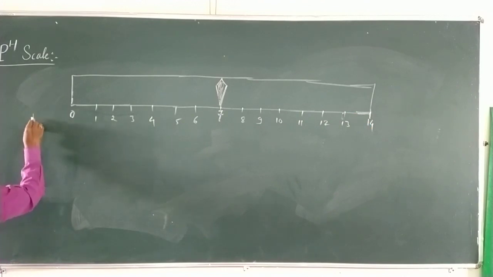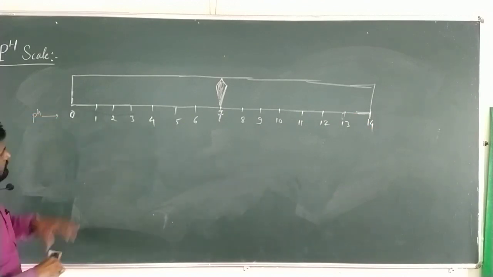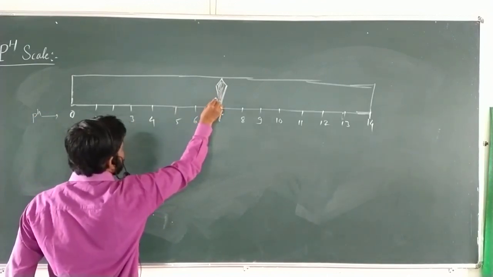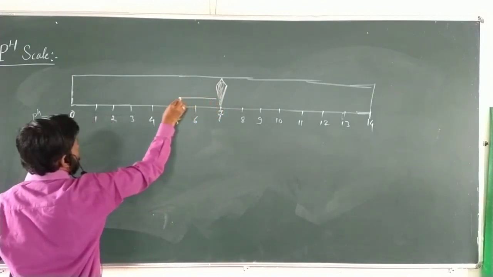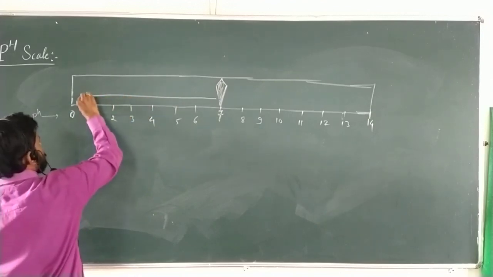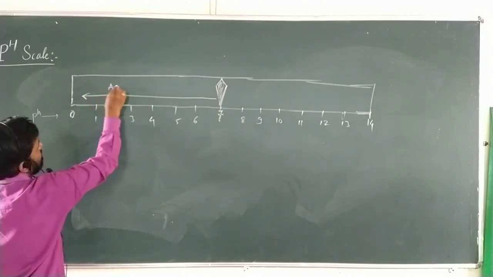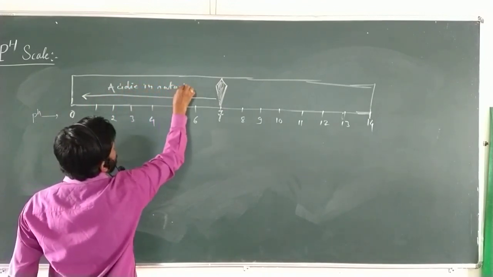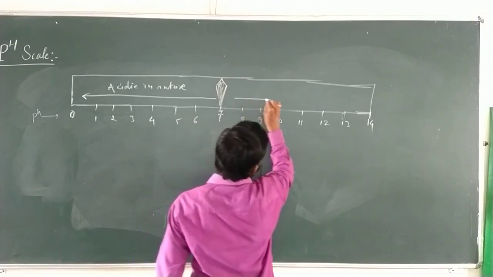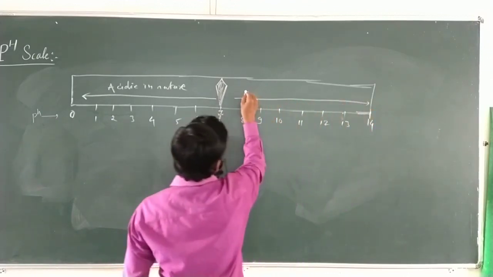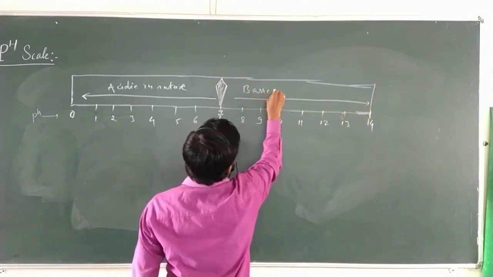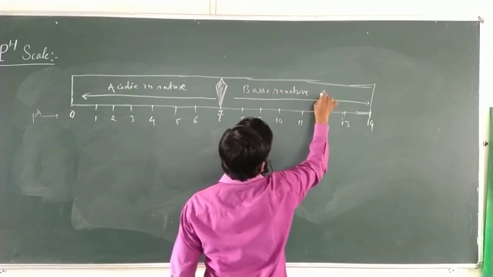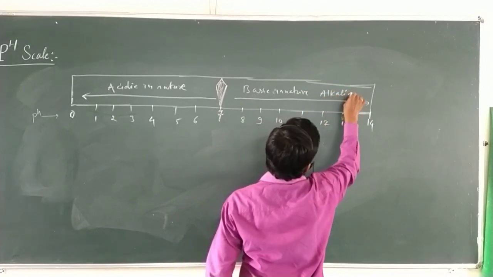When pH is 0, it is a strong acid. The acidic nature of a given substance increases as the pH value decreases. This side is acidic in nature. This side is basic in nature, also called alkaline.